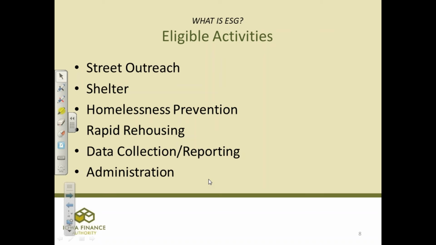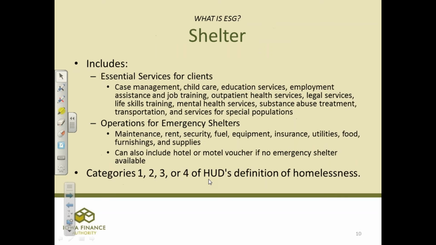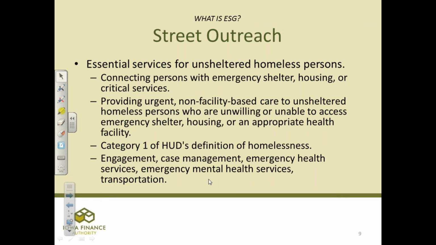Data collection and reporting, that is an eligible use of ESG funds. So agencies can use up to 5% of a grant in any year to assist with data collection and reporting functions. And then an agency can also apply for ESG funds to help with administration of the ESG program. It's limited, I think it's about 2% that we'll allow there. And then it's not covered here because it's not really a separate eligible activity, but we do support indirect costs with ESG as well.